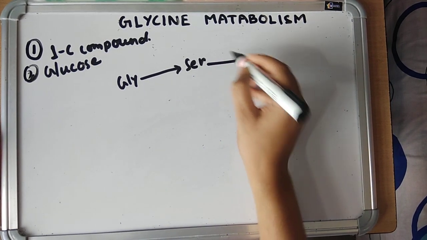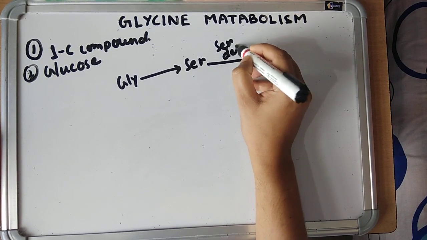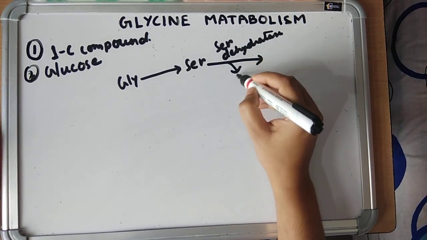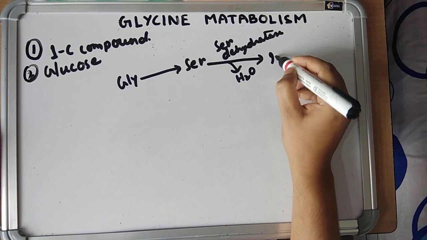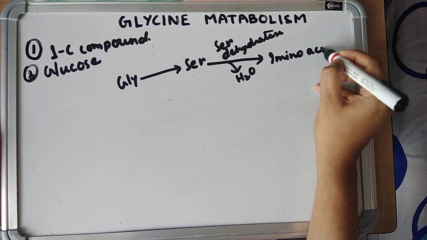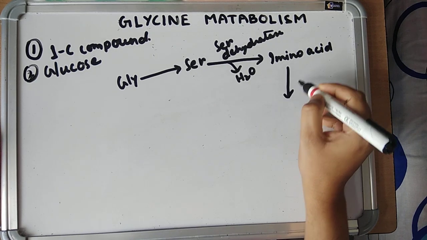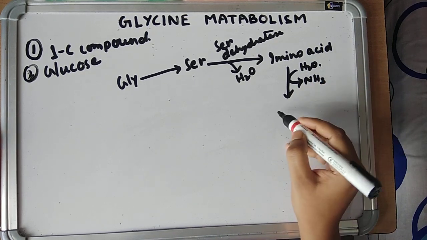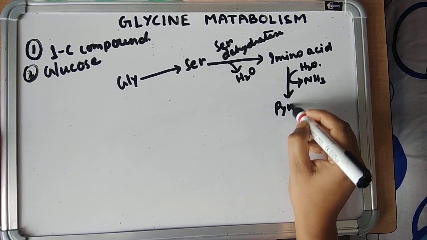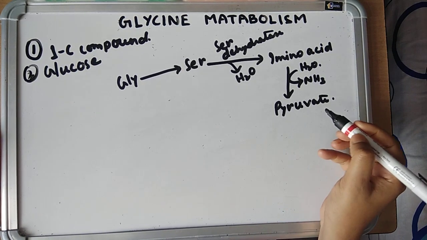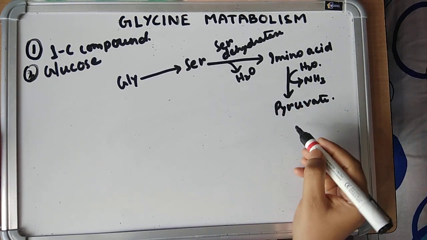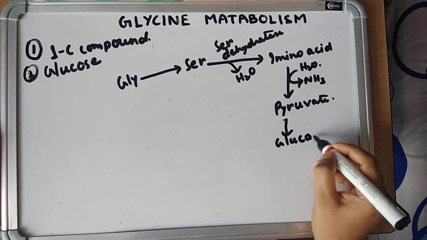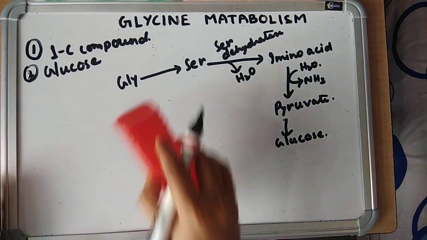After formation of serine, there is an enzyme known as serine dehydratase, which acts on serine, and it first forms the amino acid, then there is deamination to form pyruvate. So it is a two-step process catalyzed by serine dehydratase. Now pyruvate is converted into glucose by gluconeogenesis. That is how glycine can form glucose.